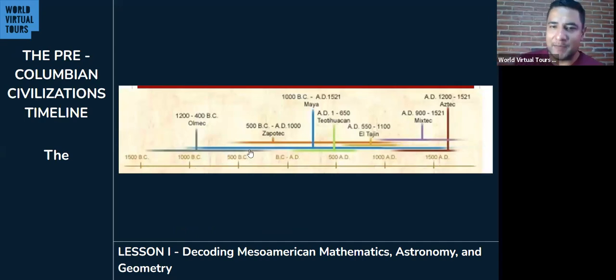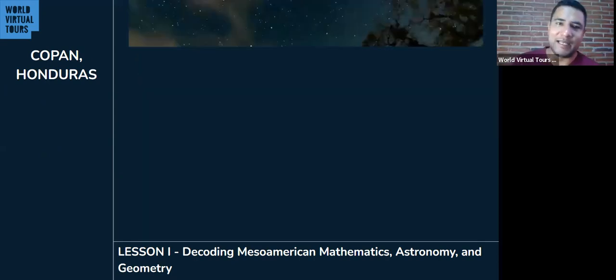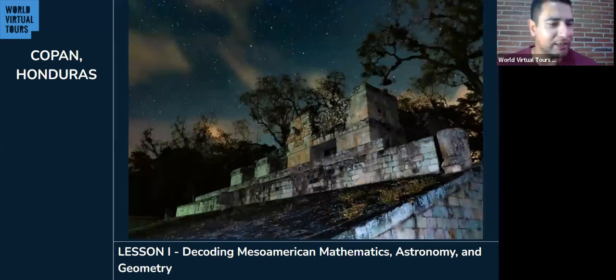Okay, this is the timeline again of the pre-Columbian civilizations, and let's situate ourselves in the connection between the Olmec and the Maya, because the system that we are now going to study is mostly known by the Maya system. Okay, other cities that the Maya developed, like Copan, in this case in the current country of Honduras.